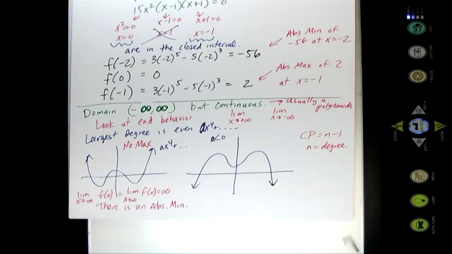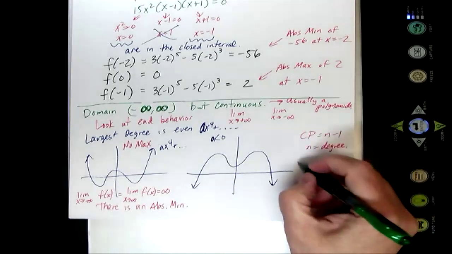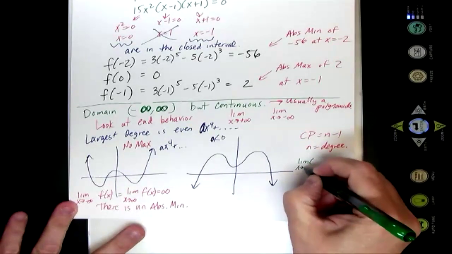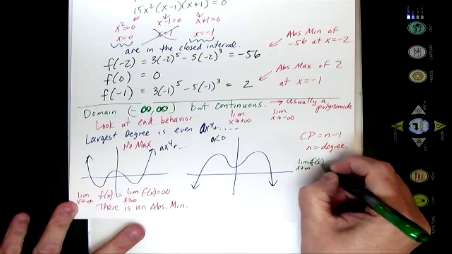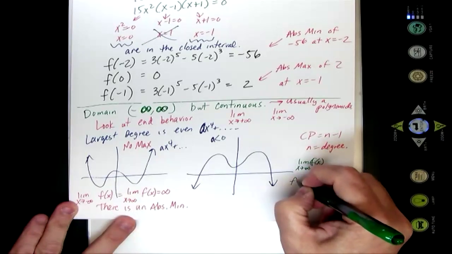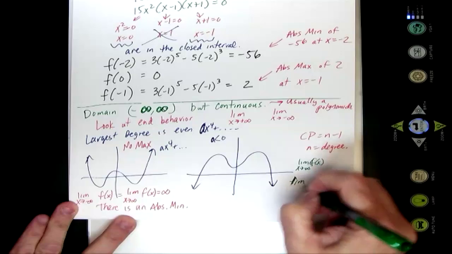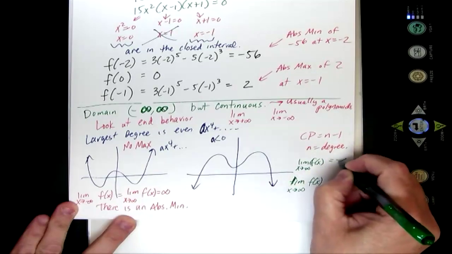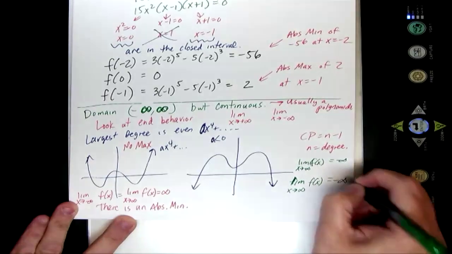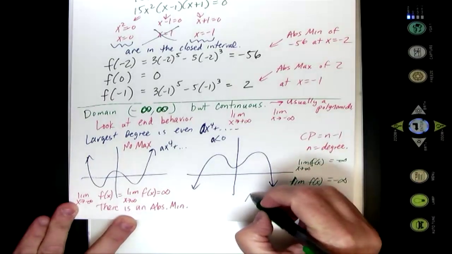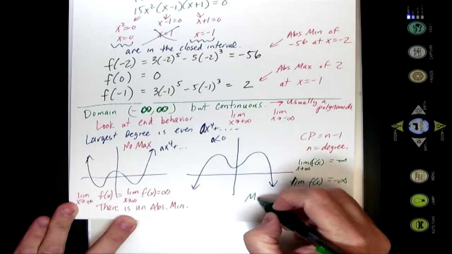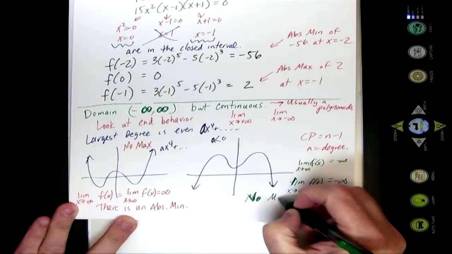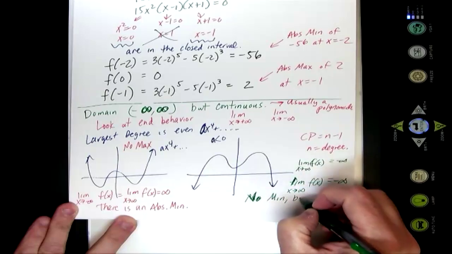And then on this one, do the same thing. Limit as x goes to negative infinity of f of x, and limit as x goes to positive infinity of f of x. Both are negative infinity. So there's no min here, but there is an absolute max.